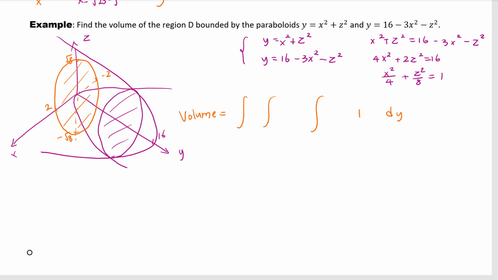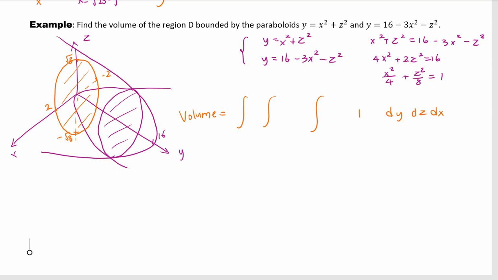dy, because you can see in our problem, y is a function of x and z, so it's better to do dy inside. That means y is a function of x and z, so it's easier. And then we can do dz dx. Let's choose this order. If the problem doesn't require you to use a particular order, then you can use any one of the 6 orders, whichever you want.